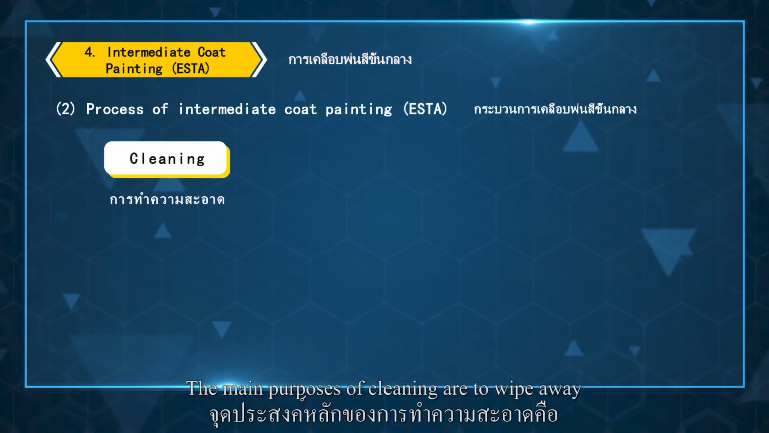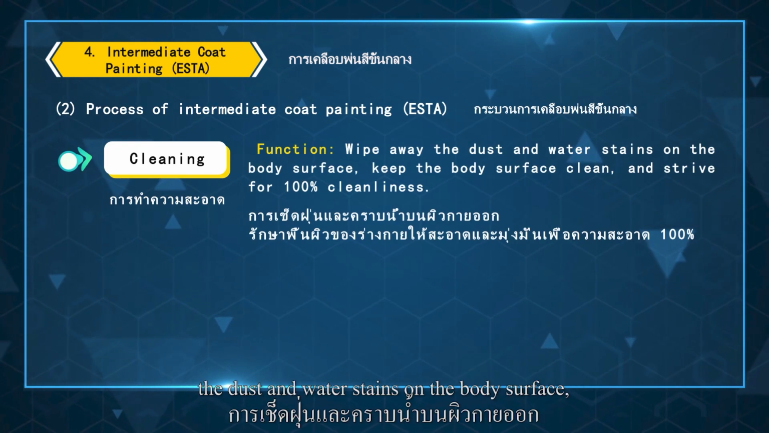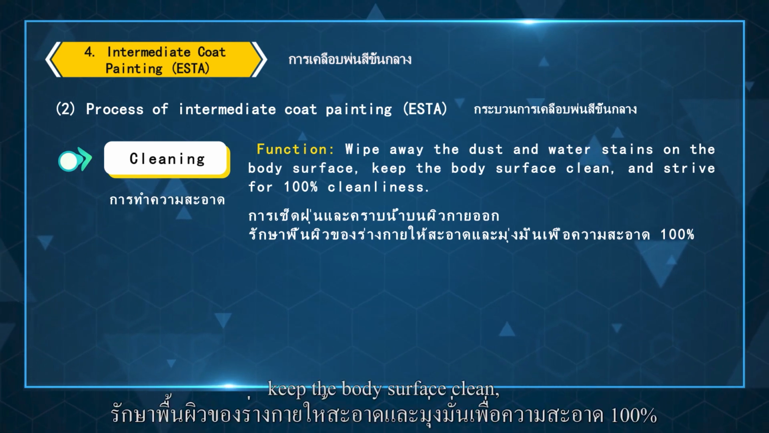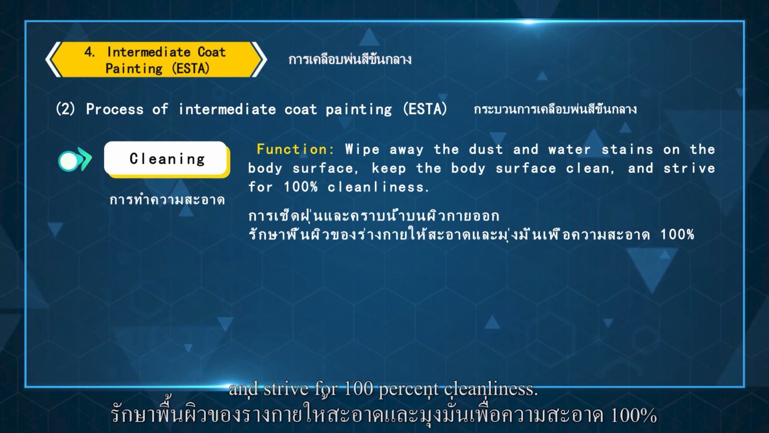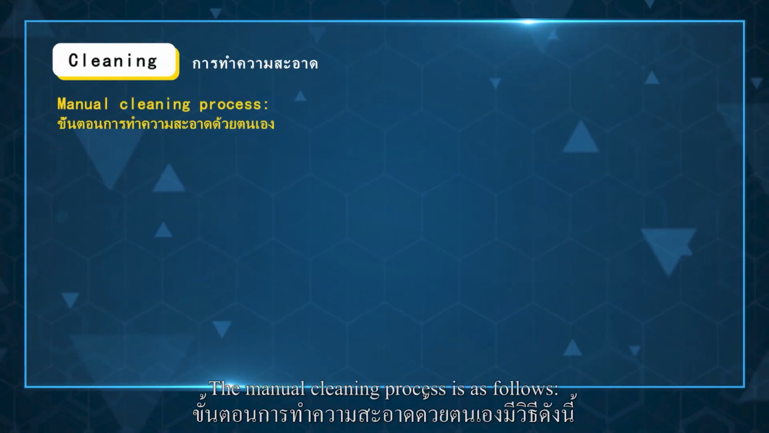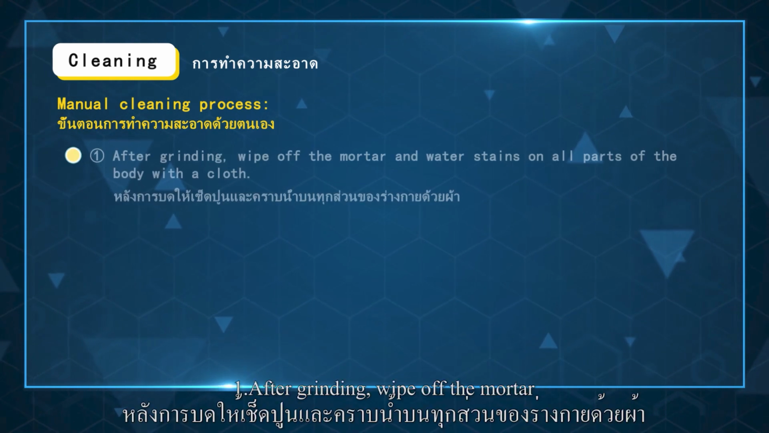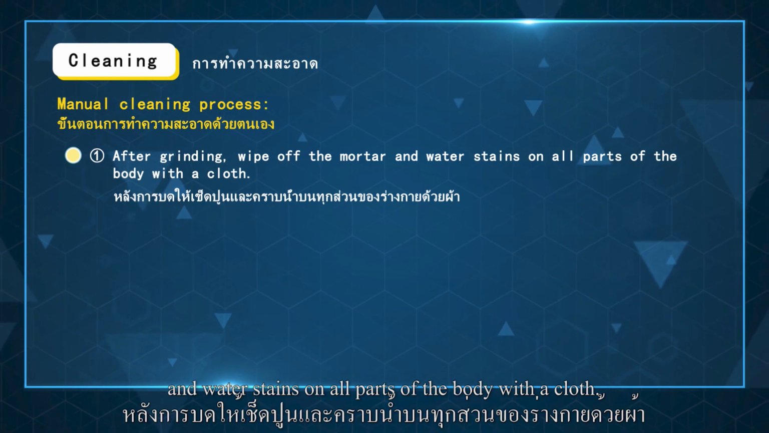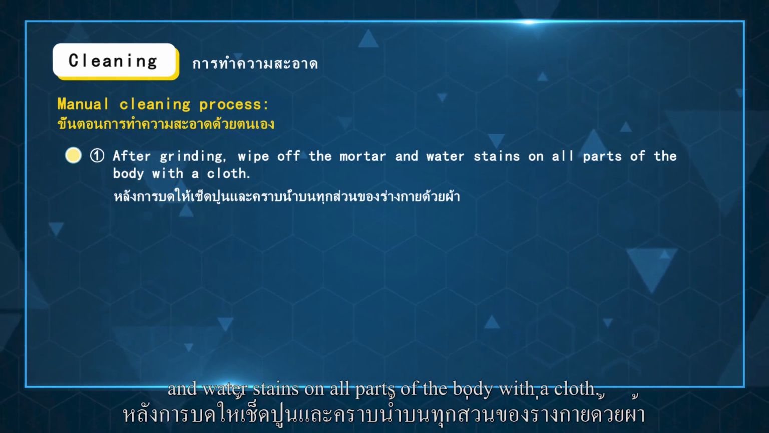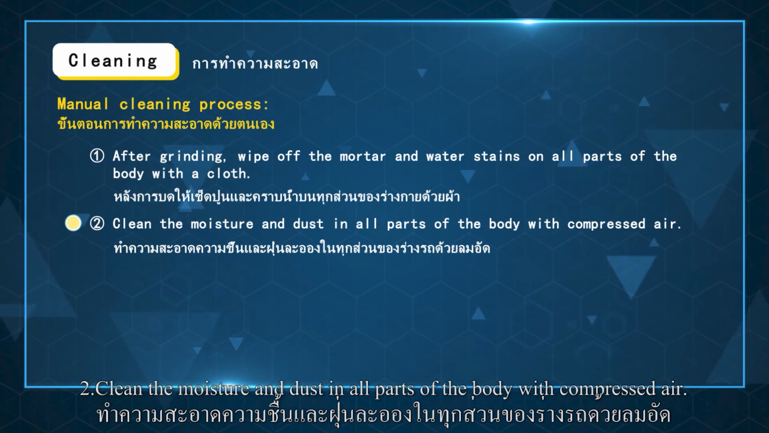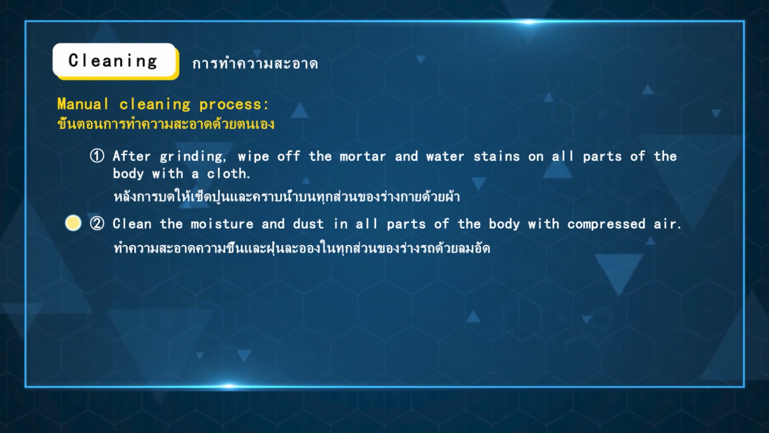The main purpose of cleaning is to wipe away the dust and water stains on the body surface. Keep the body surface clean and strive for 100% cleanness. The manual clean process is as follows. 1. After grinding, wipe off the motor and water stains on all parts of the body with a cloth. 2. Clean the moisture and dust in all parts of the body with compressed air.